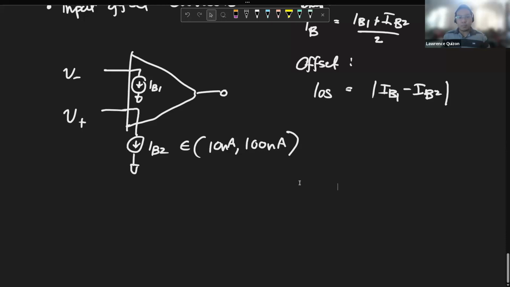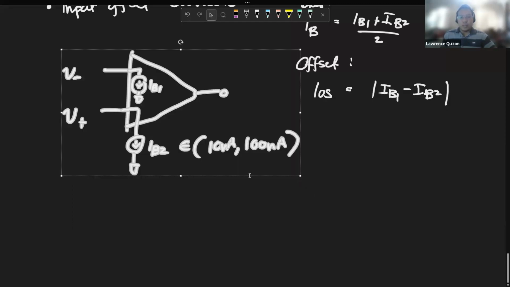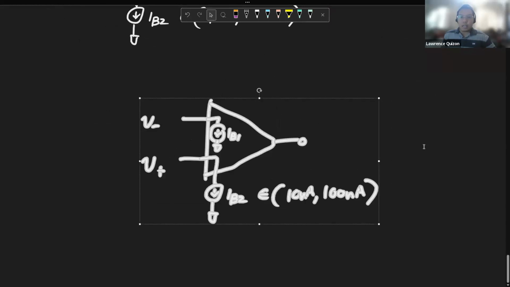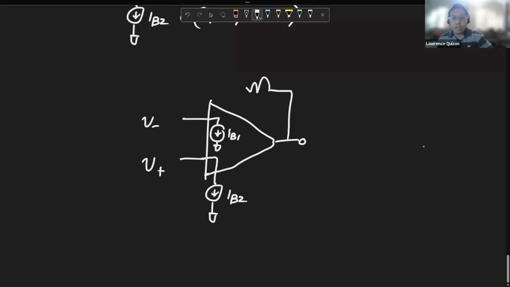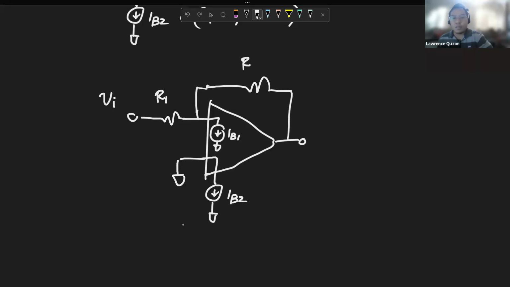Now, the input offset current is going to show when we do this. Let's erase these sample values. Let's say we didn't put anything in the amplifier. In our usual inverting amplifier configuration, this is your V-in, this is your R1, this is your R2.